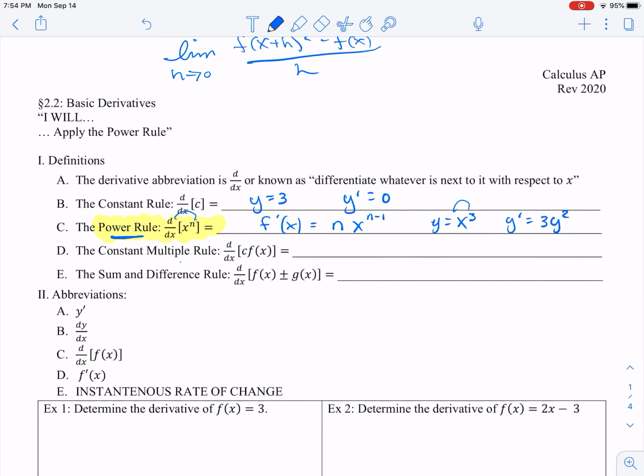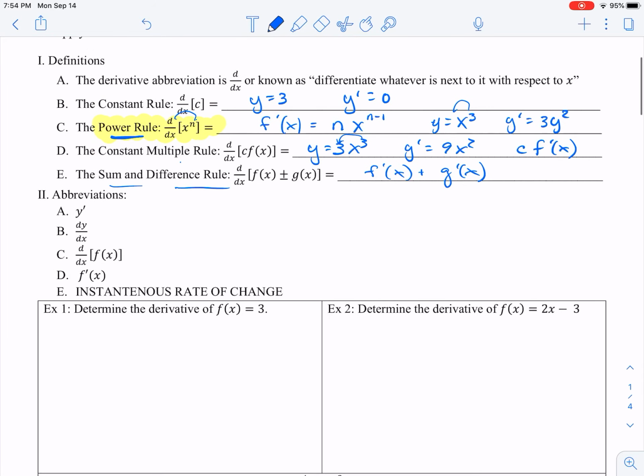The constant multiple rule says if I have y equals 3x cubed, you just multiply that together. So y prime is equal to 9x squared. Or you put it in terms of c times f prime. The sum and difference rule, you just add them up. It takes care of polynomials. You don't have to do separate derivatives. You can do them all together.